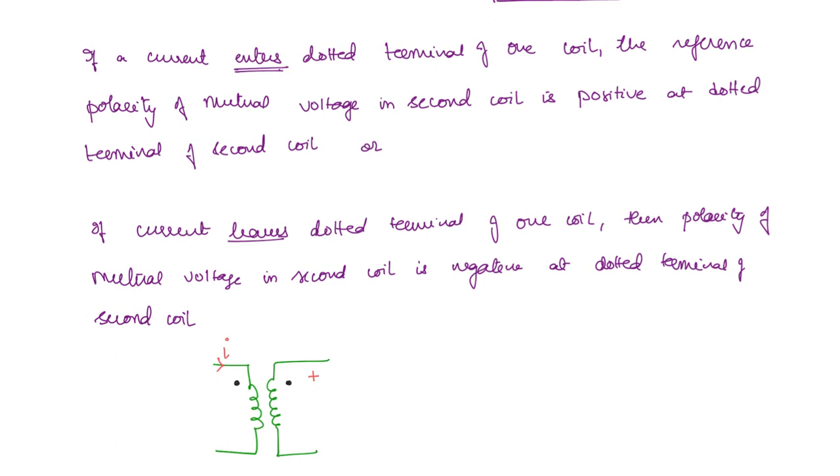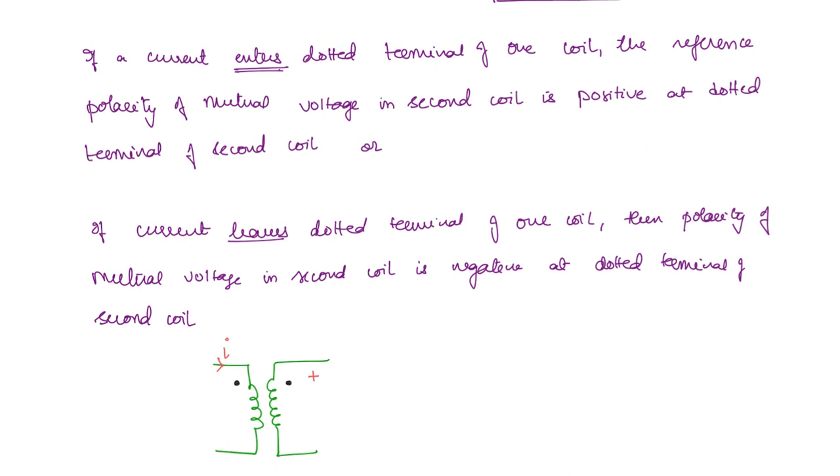Now you don't have to worry about the sense of winding. What is the sense of winding? Then what will be the current that should flow? And according to the current, what will be the polarity? You don't have to worry about it. Okay. When the dotted polarities are given, then you can directly get the polarity.